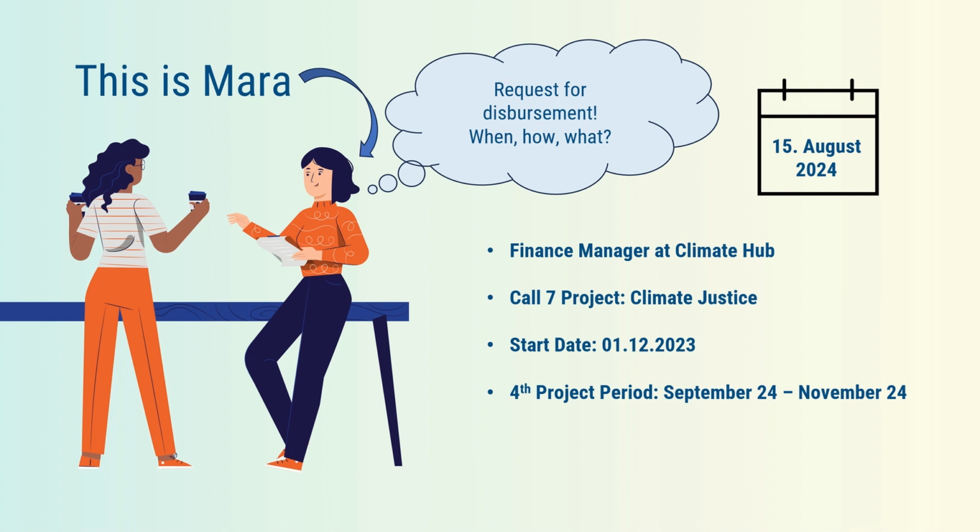Before doing so, I would like to introduce you to Mara. Mara is a finance manager at a fictional organization called Climate Hub and is responsible for the financial handling. Her project, Climate Justice, started in December 2023 and now it's mid-August 2024. So her 4th request for disbursement is now due in September. But which documents do I have to update and submit, when and where, to receive my disbursement?